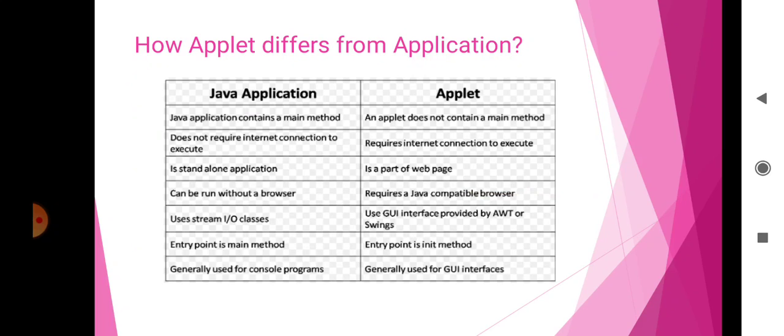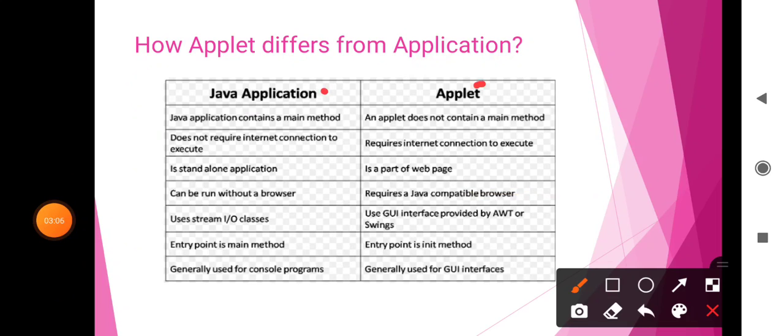Then how does an applet differ from an application? As we know, applets and standalone applications are Java programs. There are significant differences between them. Applets are not fully featured application programs. Here are the Java applications and applets. Java applications contain a main method, but an applet does not contain a main method. A Java application does not require an internet connection to execute, but an applet requires the internet connection to execute. Then it is the standalone application.